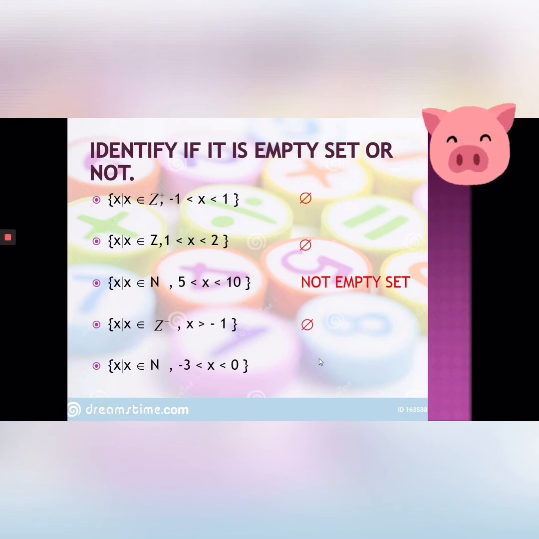Okay, so let's discuss the last example. x such that x is an element of natural numbers and x is greater than negative 3 and less than 0. So we have elements, rather. However, it is an empty set because negative 2 and negative 1 are not natural numbers. They are negative integers. So definitely this is an empty set.